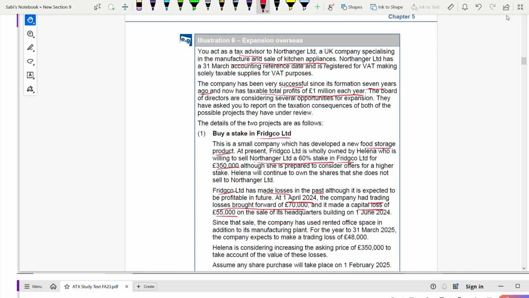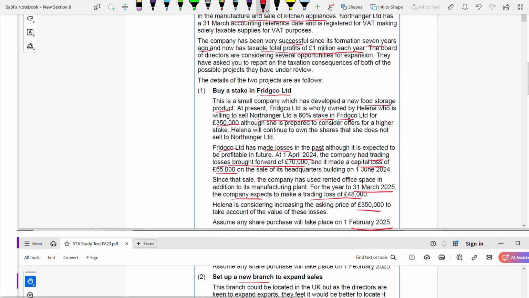and the company has rented some office space in addition to its manufacturing plant. For the year to 31st March 2025, the company expects to make a trading loss of 48. So they are considering a price of 350. Assume any share purchase will take place on 1st Feb 2025.